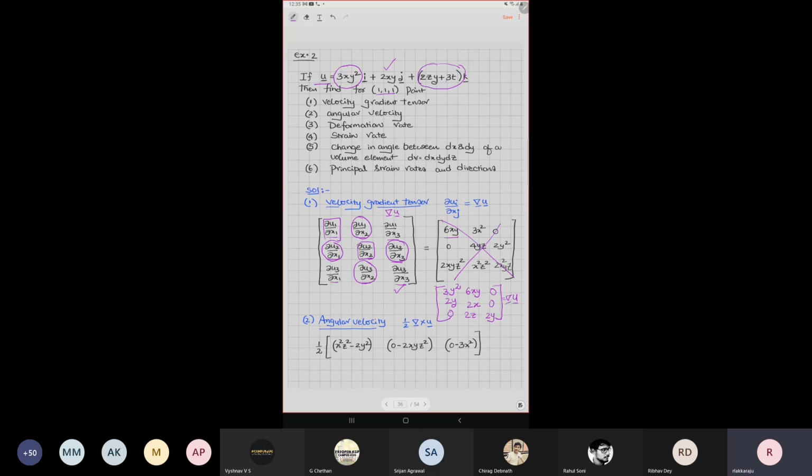Niranjan, can you shoot a mail to me saying that there is a mistake, which I will update and again reshare the notes. Okay, great.